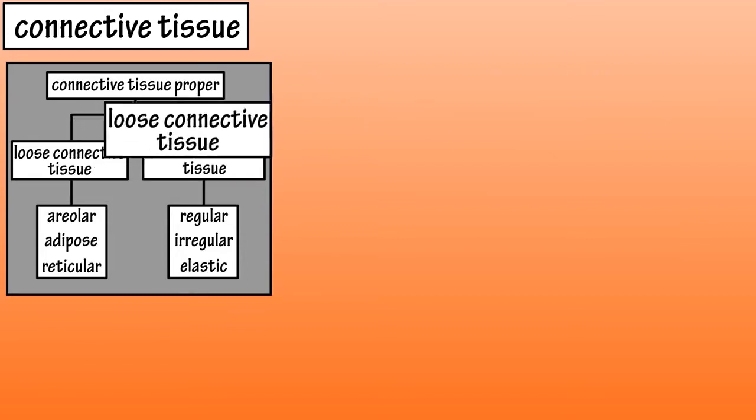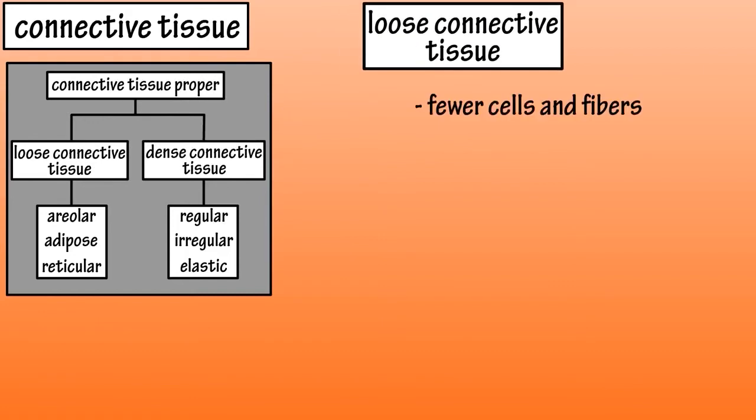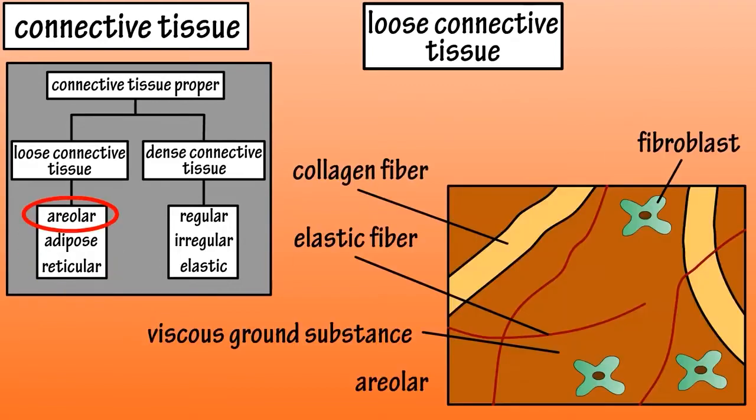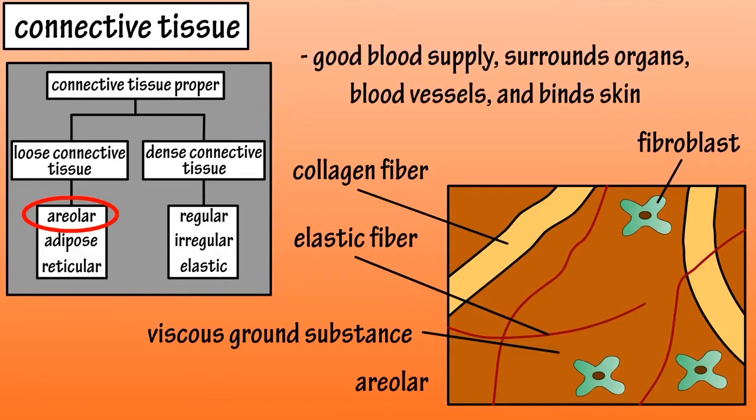Subgroup 1 is loose connective tissue, and it has fewer cells and fibers and more ground substance than subgroup 2, dense connective tissue. There are three main types of loose connective tissue. Areolar connective tissue has a viscous ground substance with both collagen and elastic protein fibers. It is highly vascularized, meaning it has a good blood supply, and it contains a large number of fibroblast cells, which produce many components of the extracellular matrix. It surrounds certain organs and blood vessels and binds skin.